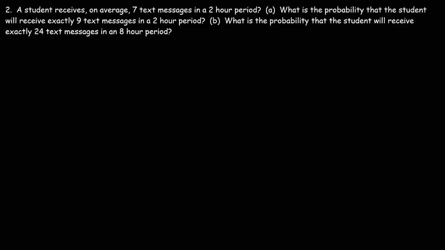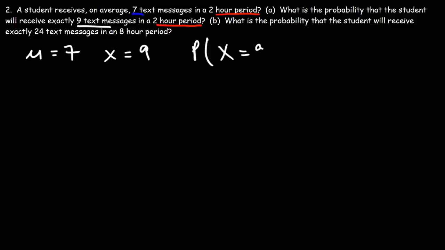Now, there's something that you need to pay attention to, and it's the time interval. Notice that the time interval doesn't change. It's the same. So therefore, 7 is the mean. Now the only other thing that we need to find is x. We can clearly see that x is 9 because we want to calculate the probability that the student will receive exactly 9 text messages in that 2-hour period. So we need to calculate p when x is 9.